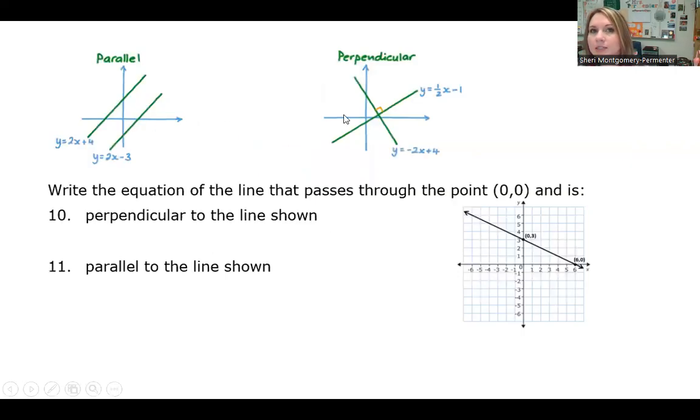The next thing that we're going to talk about is parallel and perpendicular. So parallel lines look like this. They never cross each other, and there's something special about them. Something special about parallel lines is that they have the same slope. Parallel lines have the same slope.